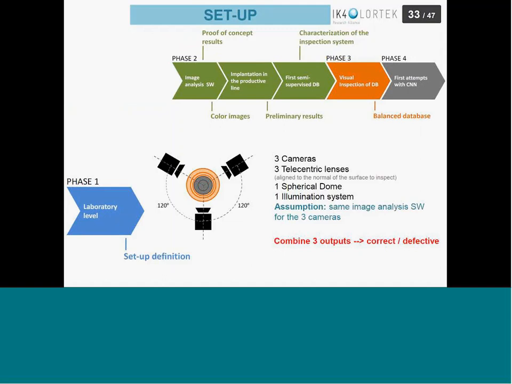In the first phase, the setup was designed. Since the region to be inspected had a circular shape, 3 cameras were placed at the same distance from the center of the circle and at 120 degrees from each other. In order to amplify the region to be inspected, 3 telecentric lenses were used. And for illumination, a spherical dome and an illumination system were used. Due to this setup, it was assumed that the images obtained from any of the cameras would be very similar, and hence it was considered that the same software could be used for the analysis of the 3 images captured from the 3 cameras. Each inspected part was afterwards classified as defective or correct by combining the 3 outputs.